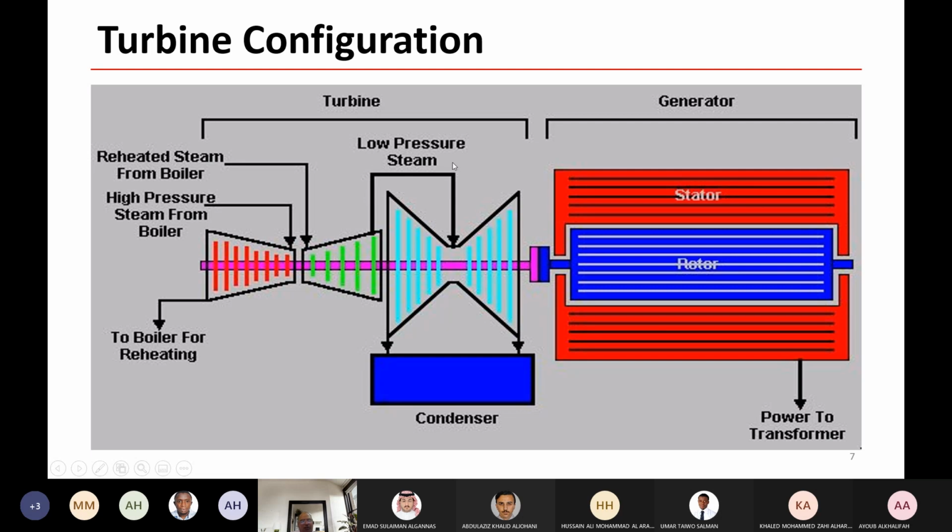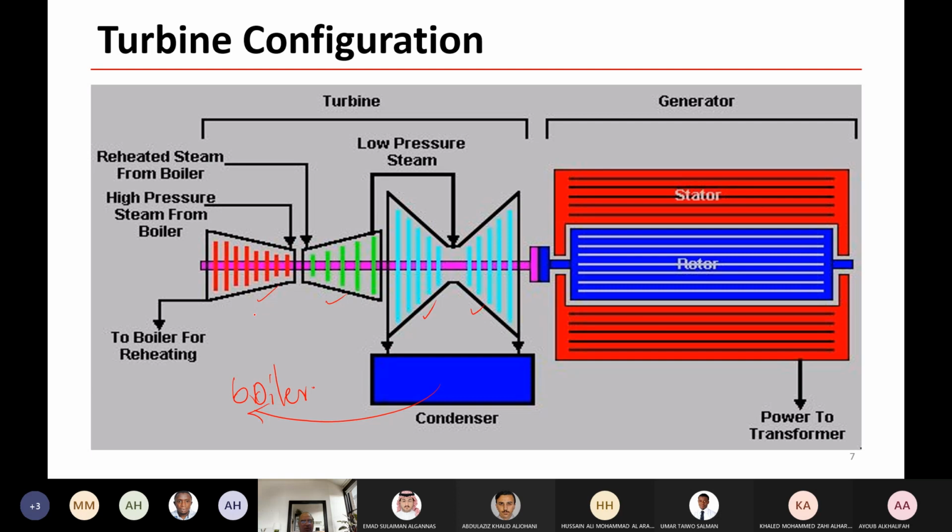And then we have the steam again going to the low pressure sections. And then we have the condenser, and then it goes back to the boiler. So this is the circulation of the steam. Each section of this turbine provides a portion of the torque.